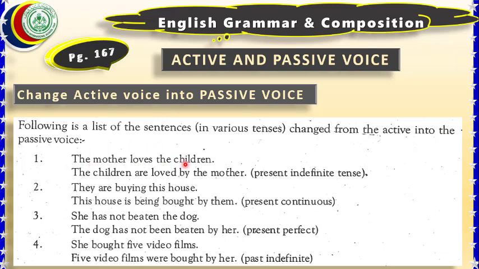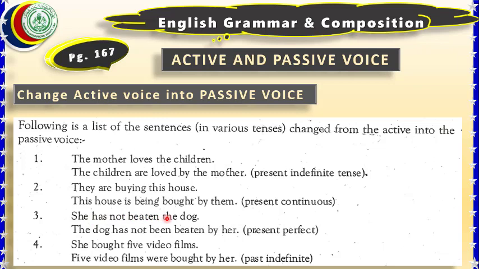The mother loves the children; the children are loved by the mother. They are buying. This is continuous tense. When it is continuous, we use being. The house is being bought by them. Can you see? They has become here. They was the subject. It has become object. This house was the object. It has become the subject. The same is done here.